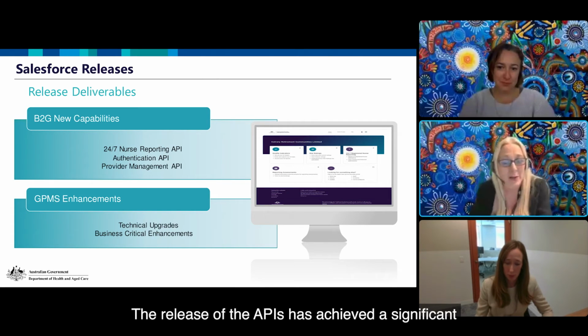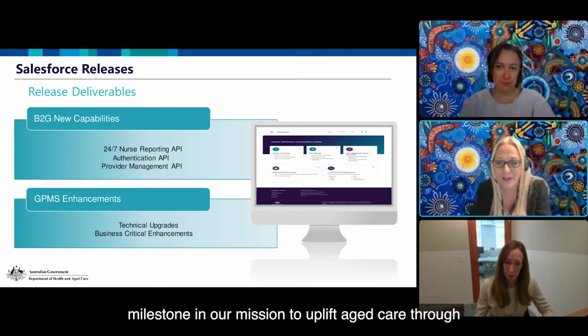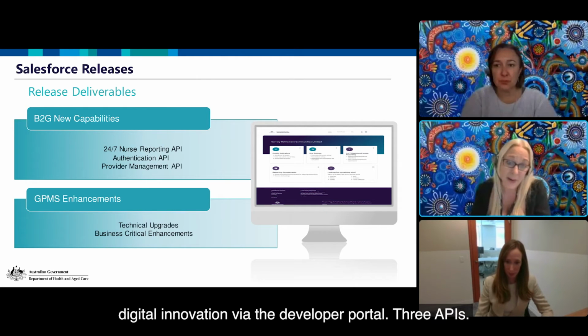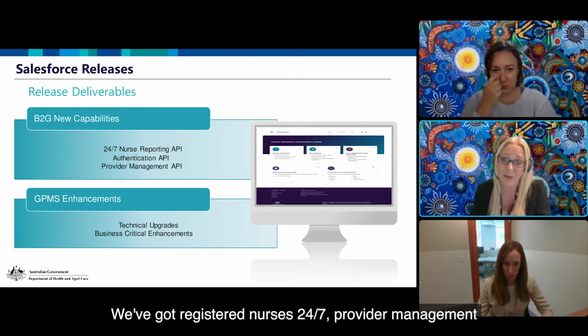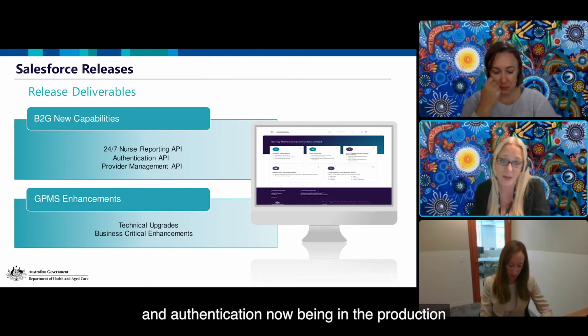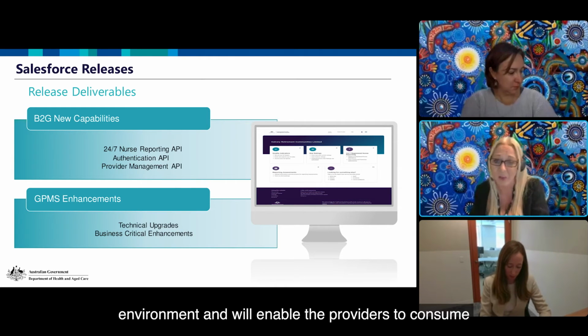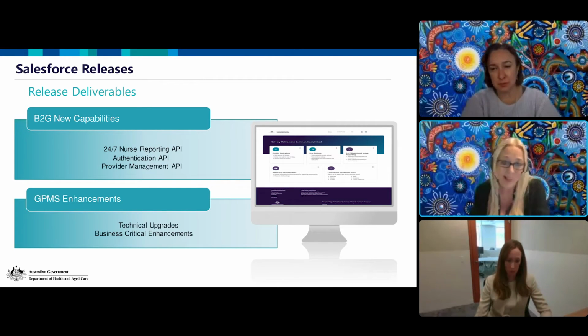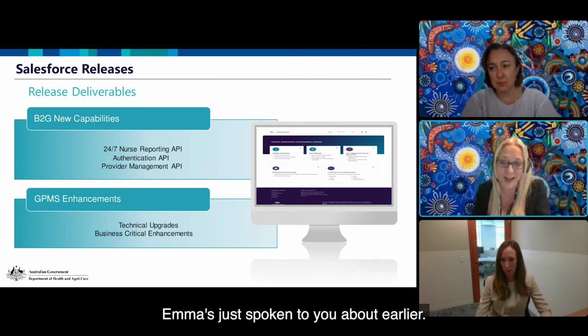The release of the APIs has achieved a significant milestone in our mission to uplift aged care through digital innovation via the developer portal. Three APIs: we've got registered nurses 24/7, provider management and authentication now being in the production environment and will enable the providers to consume the data in production via conformance software, as Emma's just spoken to you about earlier.